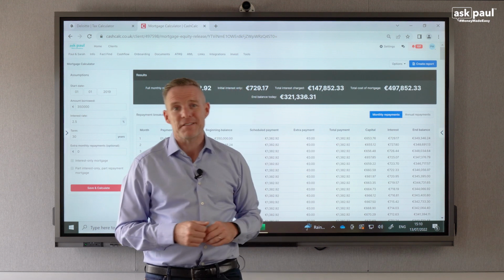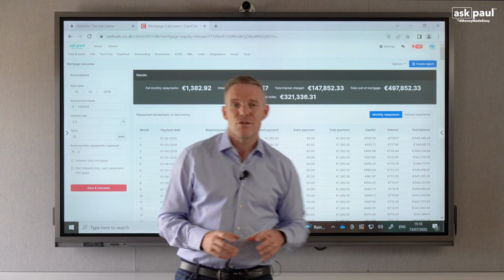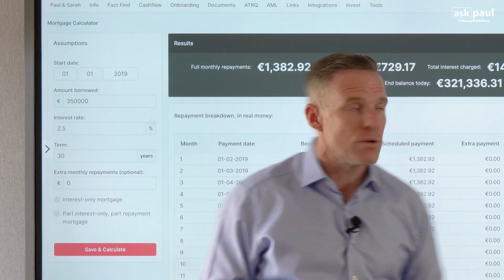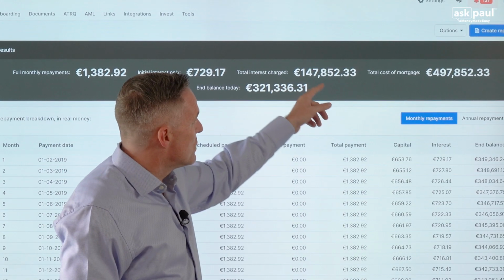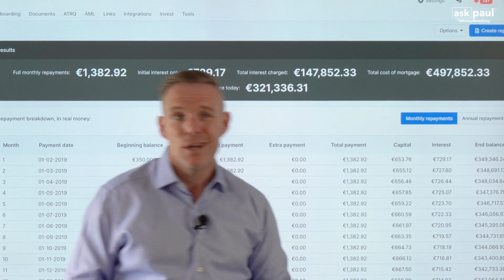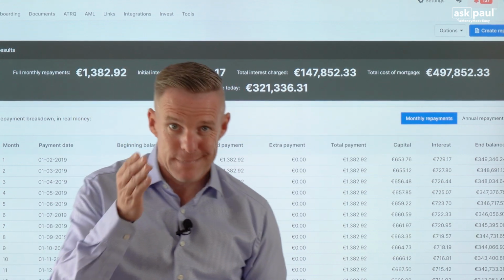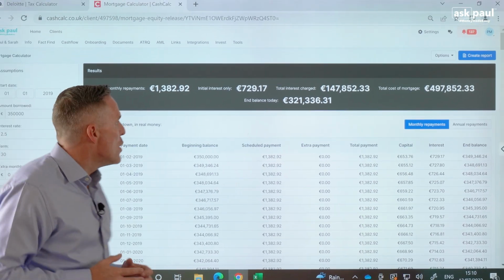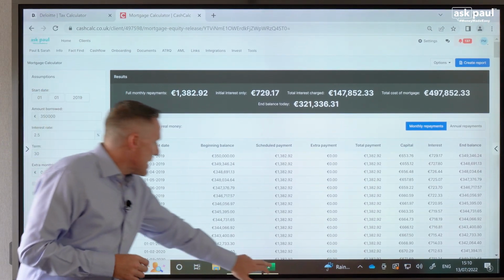147,000 euro is going to be paid to the bank just in interest. So remember, the couple borrowed 350,000 euro and they're going to be paying back an extra 147. So in total, they're going to be paying the bank just under €500,000. That's why it's important to remember the bank needs you as much as you need them when it comes to a mortgage. So we go back into the template here.